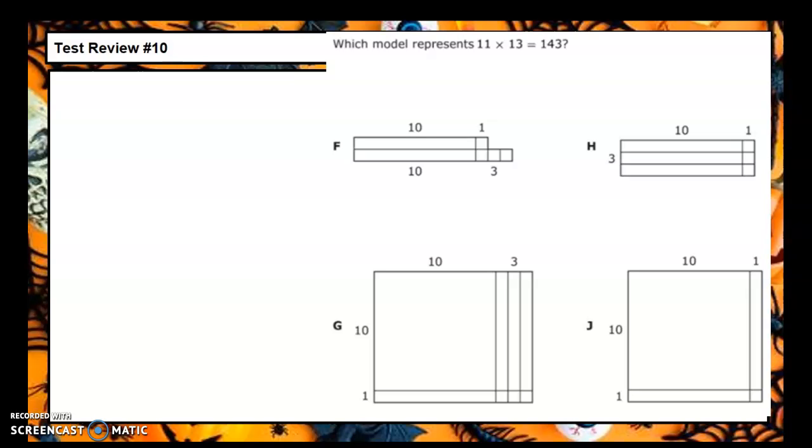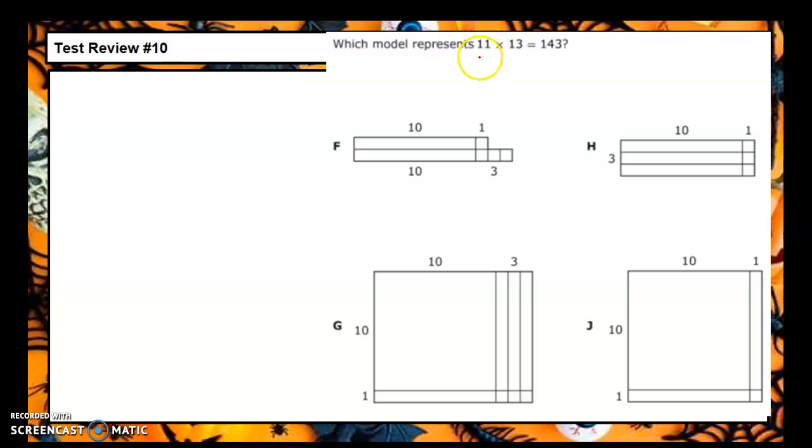Question number 10. Which model represents 11 times 13 equals 143? All right, so when I look at my answer choices down here, I see my area models. They haven't written the answers in the middle, but that's okay. We can do that to figure out which one belongs.